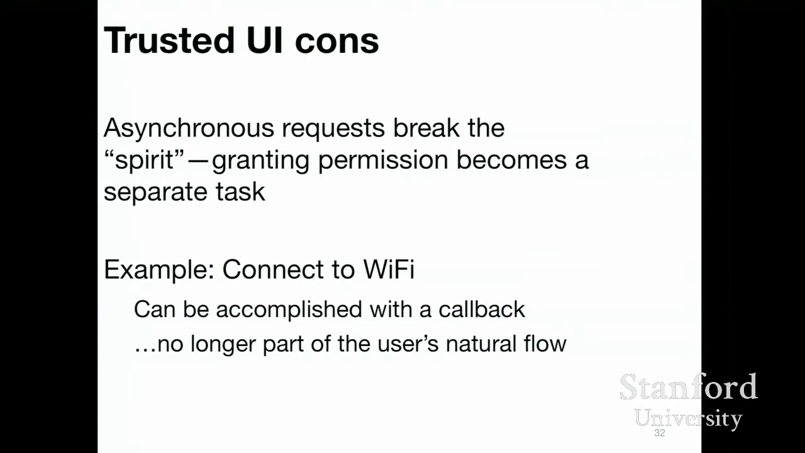Certainly you could have a button that issues a callback that says, when I'm within range, then join this network, but that's no longer part of the user's flow because now they're making a decision ahead of time. And obviously, if you're having them push the button frequently until they're within range, it's still not part of their natural flow. So there are some limits to what trusted UI can be used for.